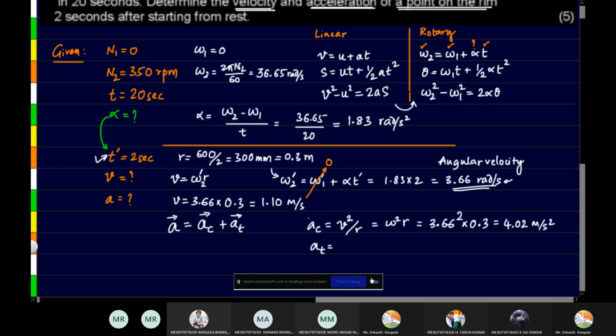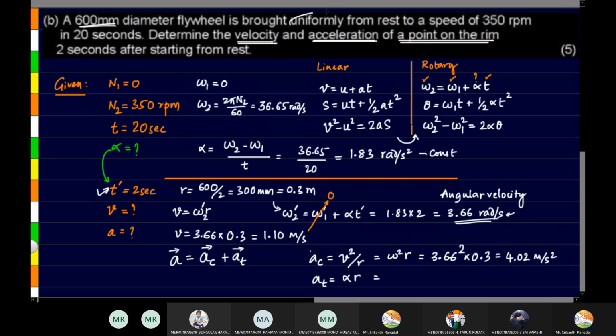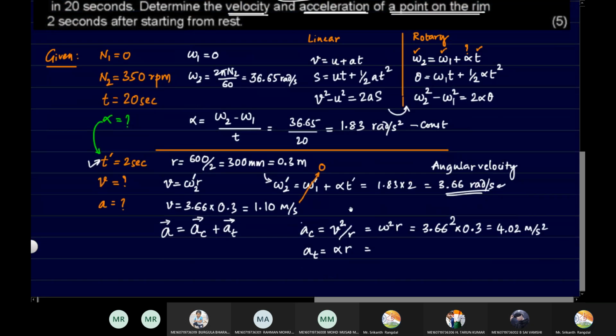What is the formula for tangential acceleration? R into alpha. Alpha is constant, because in the question he is mentioning uniformly. Uniformly means alpha is constant.